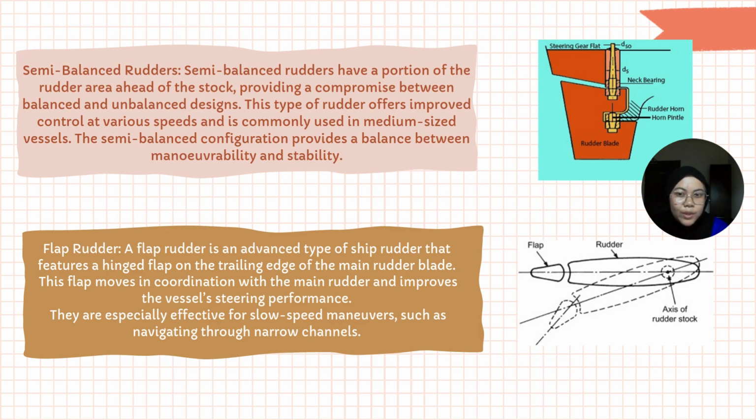And lastly, we have the flap rudder. A flap rudder is an advanced type of ship rudder that features a hinged flap on the trailing edge of the main rudder blade. This flap moves in coordination with the main rudder and improves the vessel's steering performance. They are especially effective for slow speed maneuvers such as navigating through narrow channels.